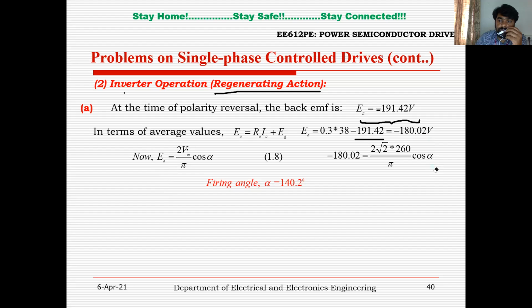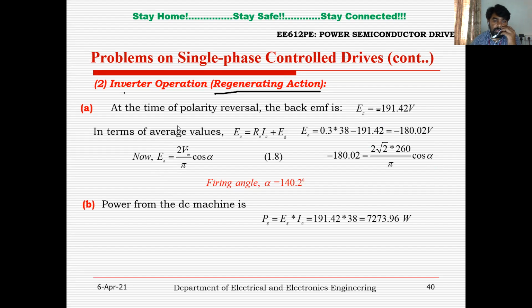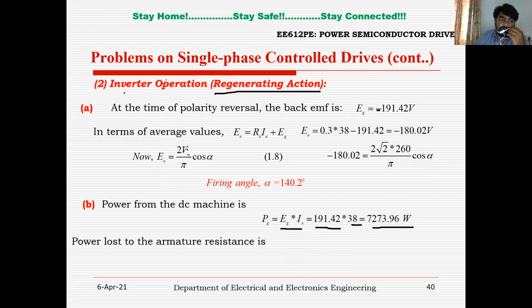Now by seeing the value of alpha, you can say the machine is operating in a regenerative action, which is greater than 90 degrees, right? And the power fed from the DC machine. So this is the power generated in the DC machine, EG into IA. EG is 191.42 into 38 amps the current, then it will give the power from the DC machine.